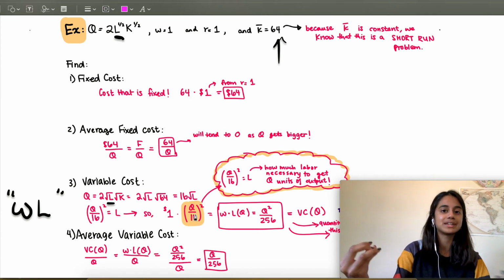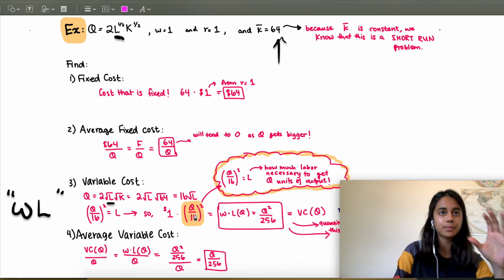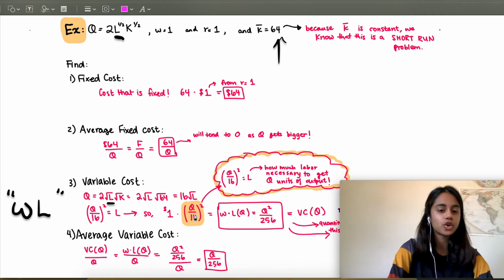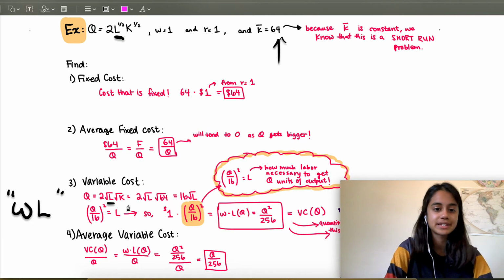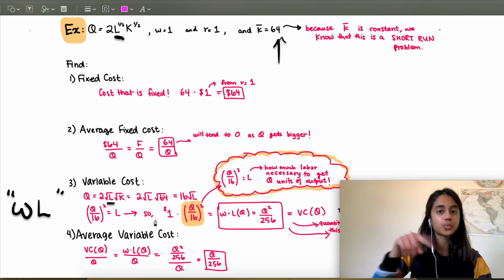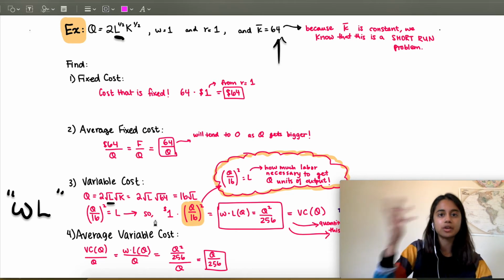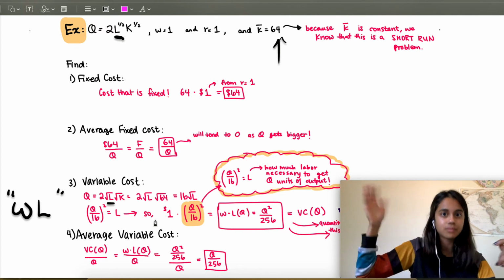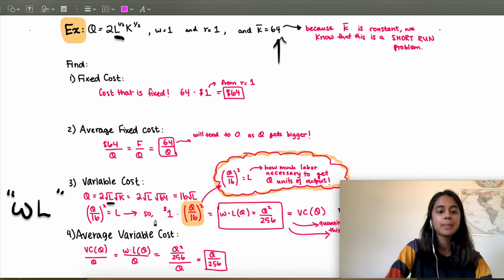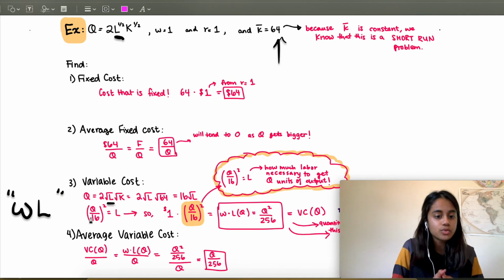Now what we want is a function where we have labor in terms of quantity, right? So we're going to manipulate this equation so that we have our L by itself and then quantity by itself. So we divide both sides by 16, and then we get Q over 16 is equal to the square root of L. Square both sides so you have L by itself, and then you're going to have Q over 16, the whole thing squared, is equal to L.